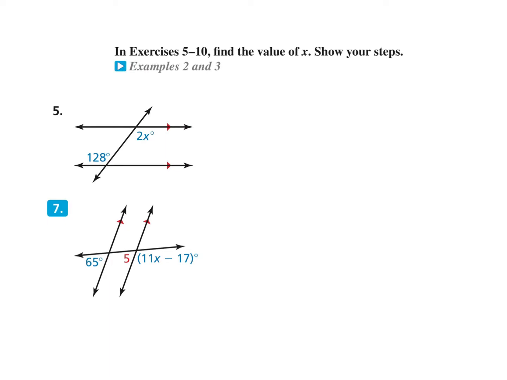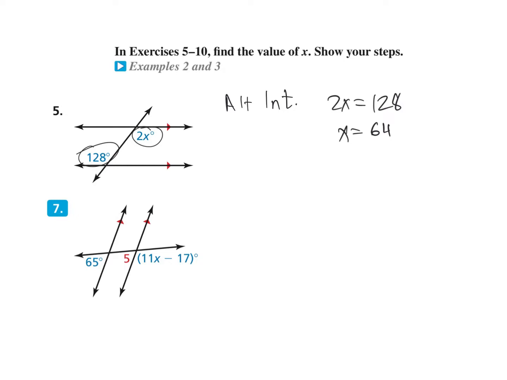Find the value of x. All right. So angle 2x and 128, those are alternate interior angles. Okay. And they're equal to each other. So we have 2x is equal to 128 degrees. So divide by 2, x is 64. All right. That's number 5.